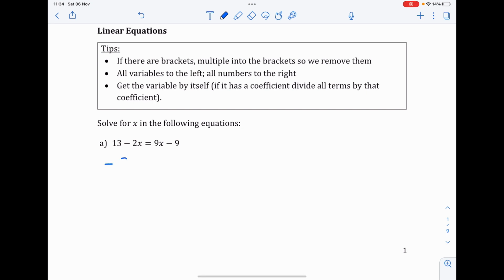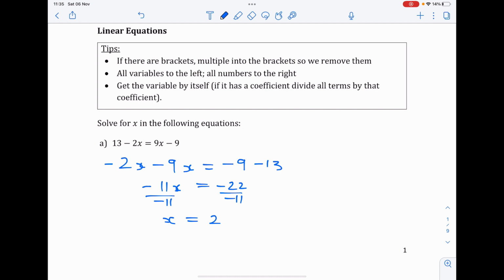So variables all to the left. So the 9x becomes minus 9x. And then on the right-hand side becomes minus 9 minus 13. And now we just need to solve. So group like terms, so minus 11x equals minus 9 minus 13, which is minus 22. And then we're dividing by minus 11 on both sides. So x is equal to 2. Okay, so that should make sense.